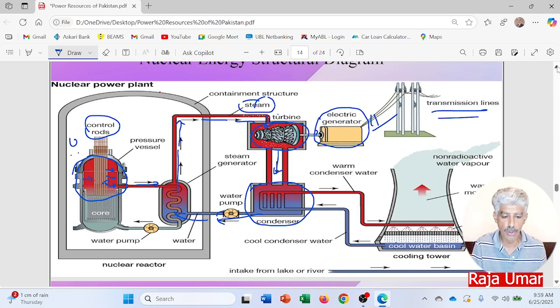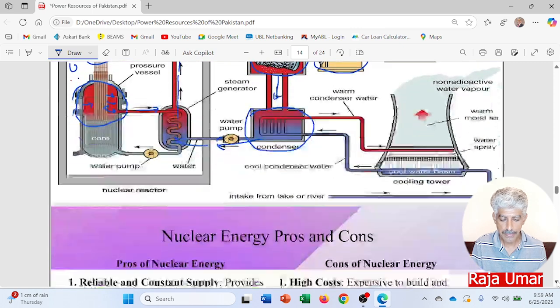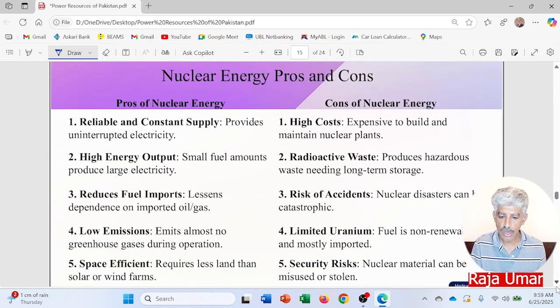This is the whole process of the nuclear reactor. This is what we call the structural diagram. Now, the pros and cons of nuclear energy: what are the benefits and what are the drawbacks of using nuclear energy? First, the pros: reliable and consistent supply.